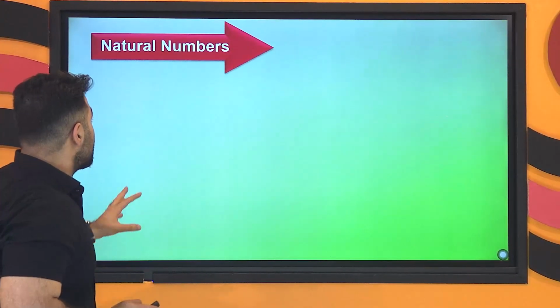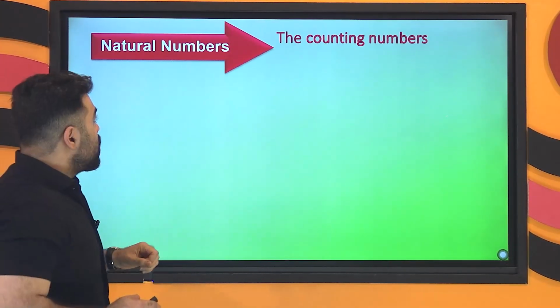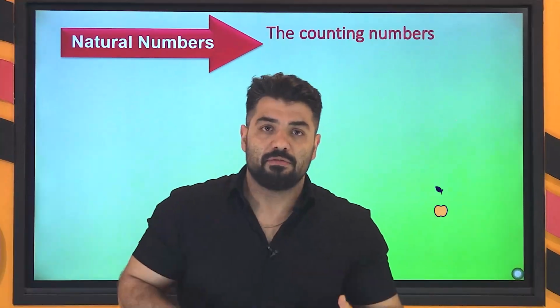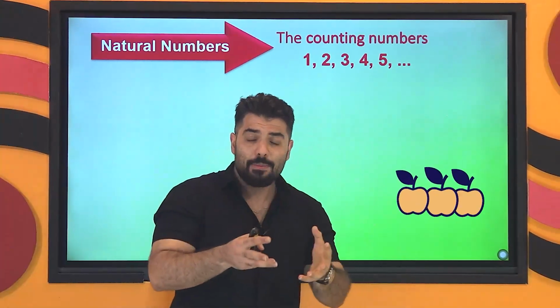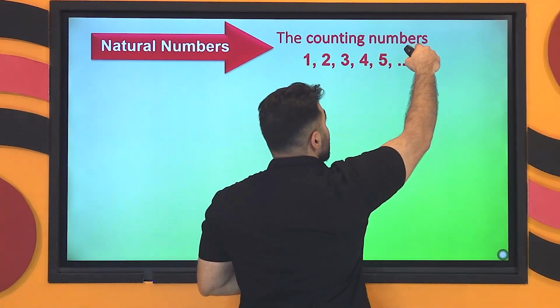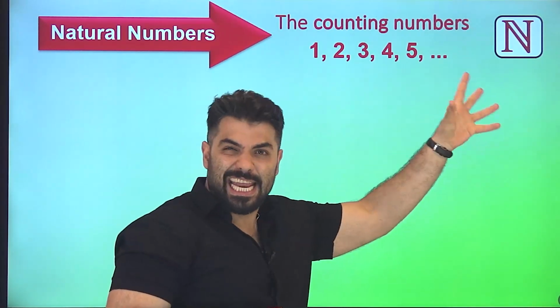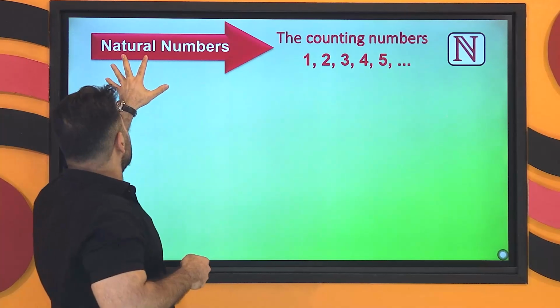Okay, first of all, we start with natural numbers. They are called counting numbers too because we use them for counting things. 1 apple, 2 apple, 3 apple. This is the set of natural numbers. The notation of natural numbers is capital letter N. It is the first letter of the word natural.